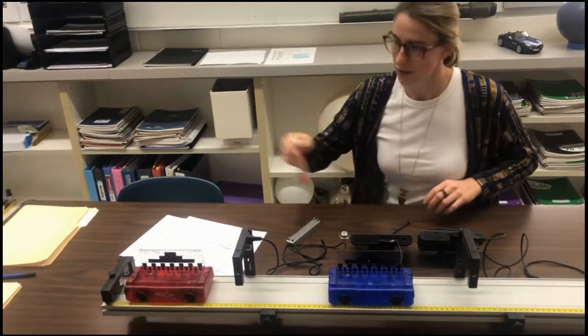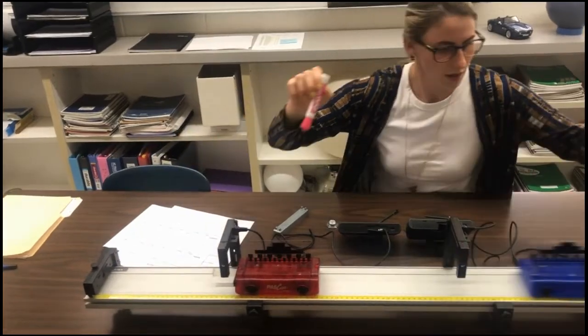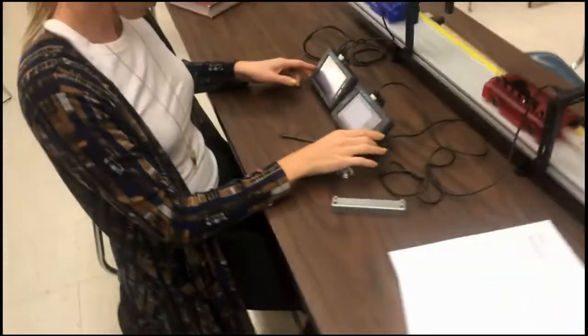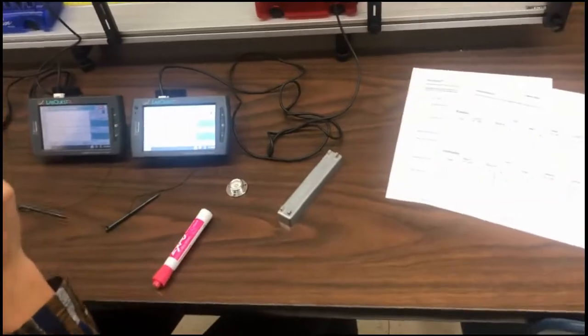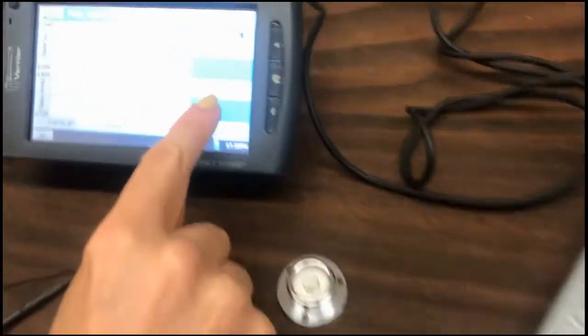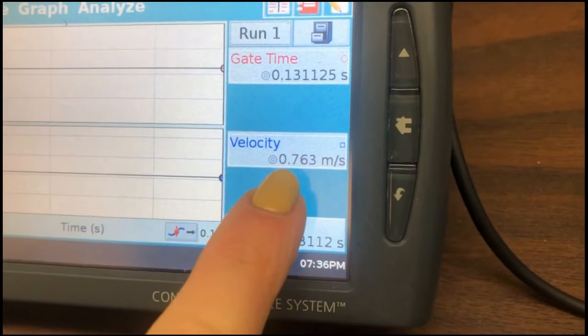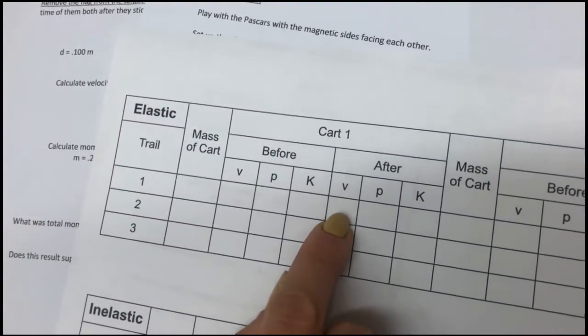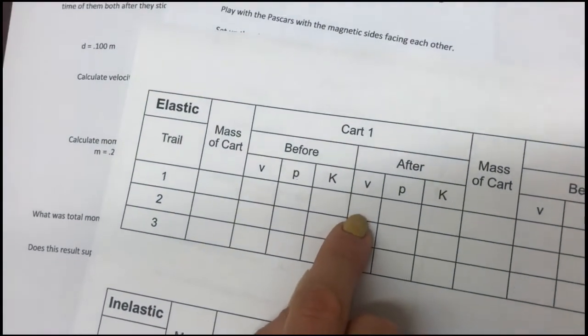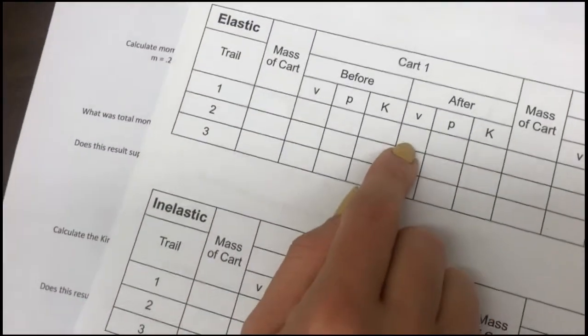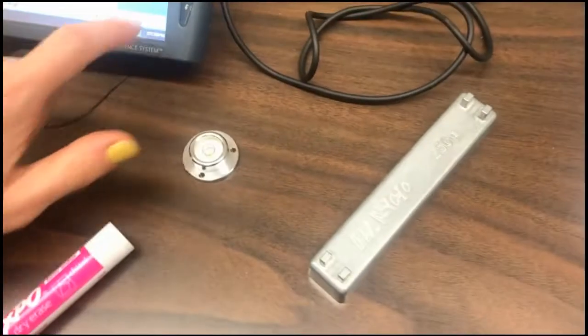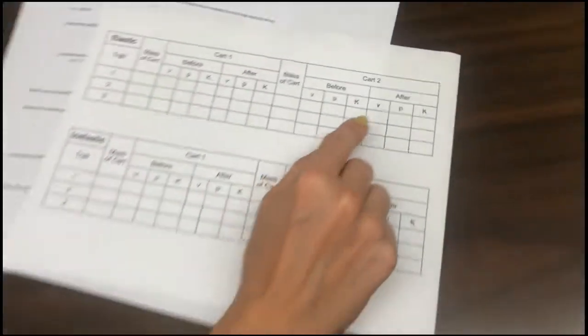Okay, stop them. I noticed that first cart stopped, just like that problem we did a minute ago. So the velocity of number 1 before the collision is 0.763, and then afterwards it came to a stop. We didn't touch it, so that means that after, for velocity, we're gonna write 0. Cart 1 came to a stop, 0 right here. Before the collision, it's gonna be 0.763.